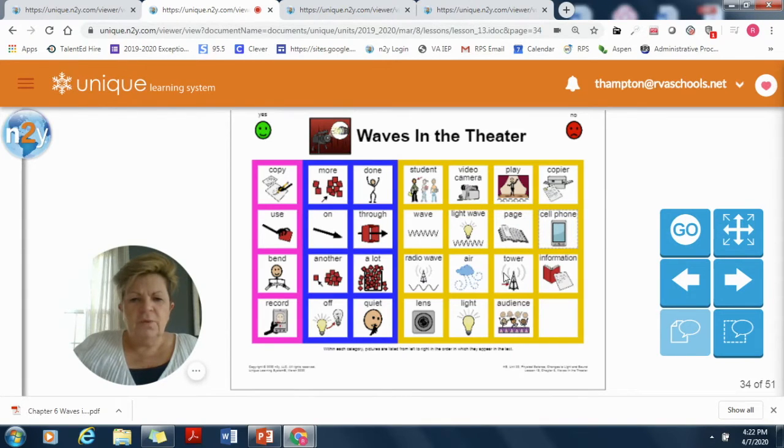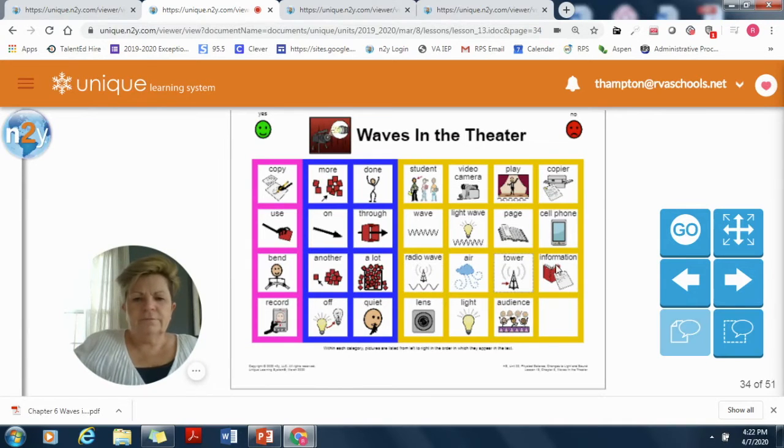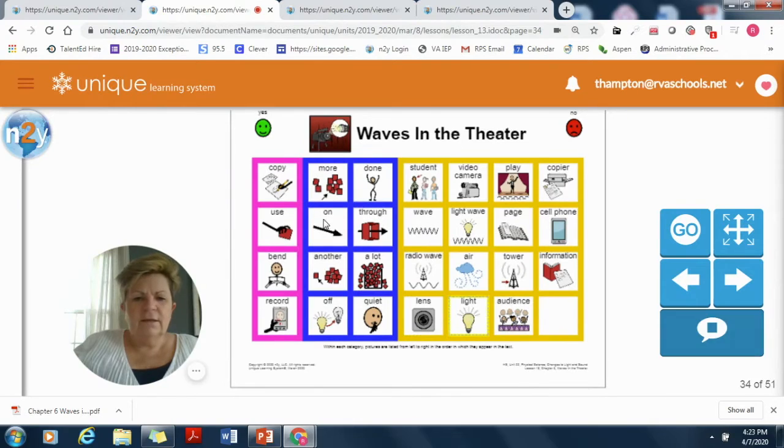We will need radio wave, tower, and information. Radio, tower, information. Lens, light. And I know we went over this already, but we're just going to make sure you're good to go. Light off, and then record, and bend, which we just talked about.